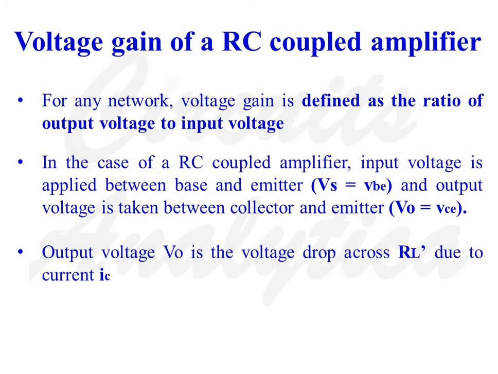Voltage gain of a RC coupled amplifier. For any network, voltage gain is defined as the ratio of output voltage to input voltage. In the case of a RC coupled amplifier, input voltage is applied between base and emitter. So Vs is equal to VBE, and output voltage is taken between collector and emitter. V0 is equal to VCE. Output voltage V0 is the voltage drop across resistance RL dash due to current IC.